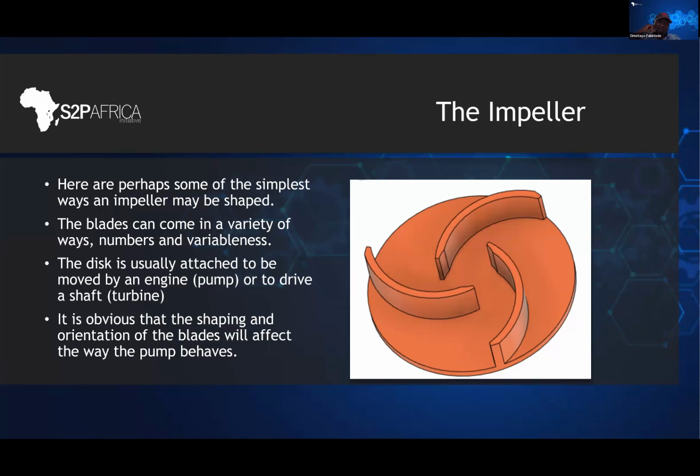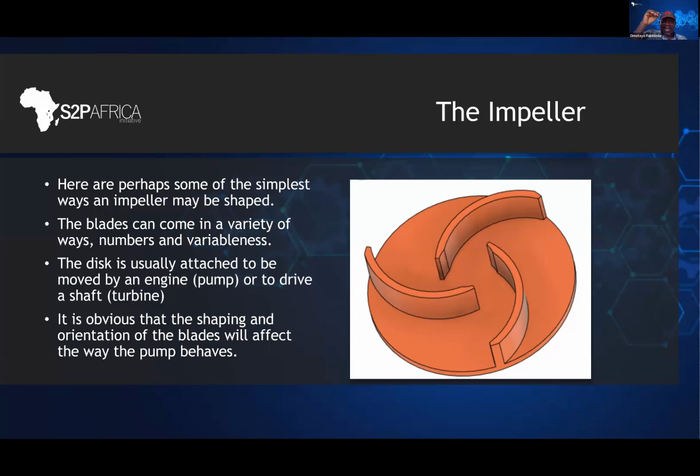The blades can come in a variety of ways, numbers, and variableness. So the blades here are 3. You can have an impeller with 7. You can have an impeller with 25. And then you can have an impeller that has more than a single type of blade, usually 2. I've not seen one that has more than 2 different types, and they are interspaced for several reasons. We will talk about that later.